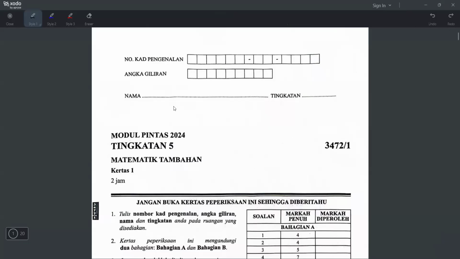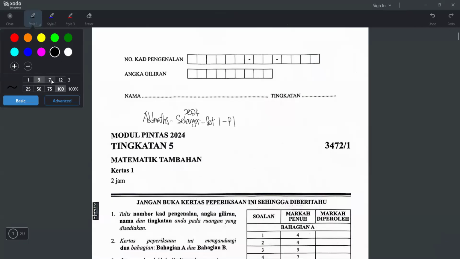Okay, in this video I will go through the Addmaths paper. This is an Addmaths trial paper, the Selangor paper. This is Selangor set 1, paper 1, 2024. Okay, so let's start now.